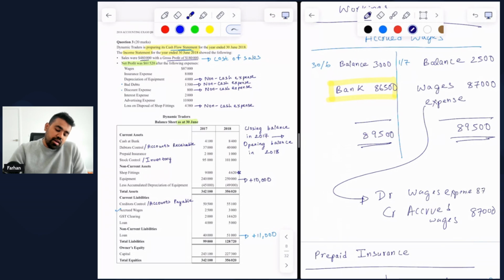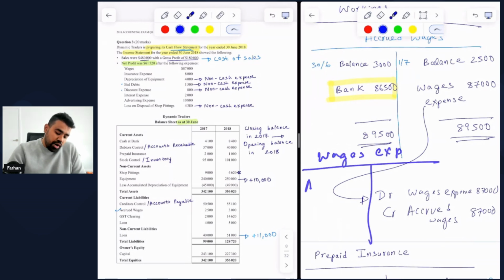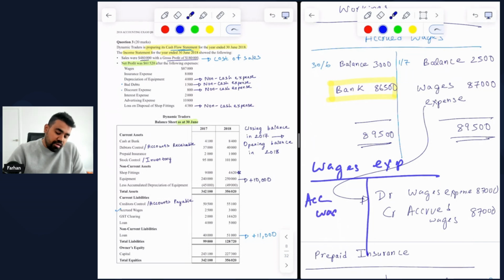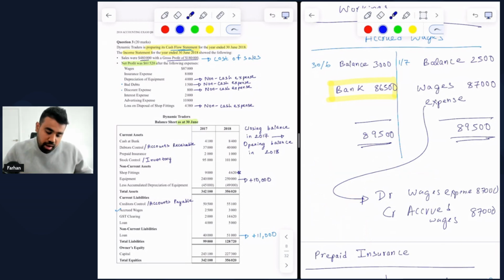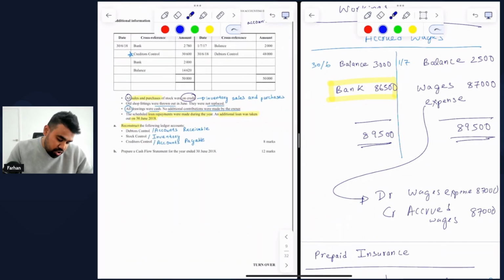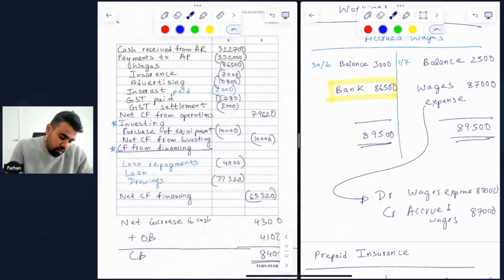So what I mean to say is that if you prepared a ledger account for wages expense instead, what you would be doing is showing the accrued wages. Sorry. So if you were to prepare the wages expense ledger account, you would be showing the accrued wages on the debit side. So that is how this works basically. So just to show you quickly how the journal entry adds up, the wages paid is $86,500, which is what you can see in the cash flow statement here.